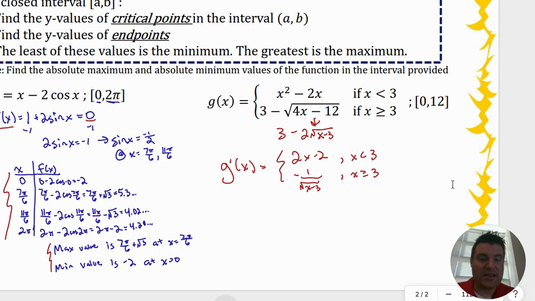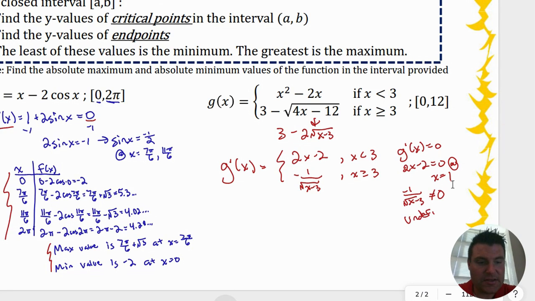So since I'm going to do the candidates test, I do need to find out where g prime is equal to 0. It's important you state that g prime is equal to 0. For the top one right there, I'm going to do 2x minus 2 equals 0, and that's going to occur at x equals 1. For that bottom piece, it will actually never equal 0, but it is undefined at x equals 3, which happens to be the point where my piecewise function breaks off into my two pieces.